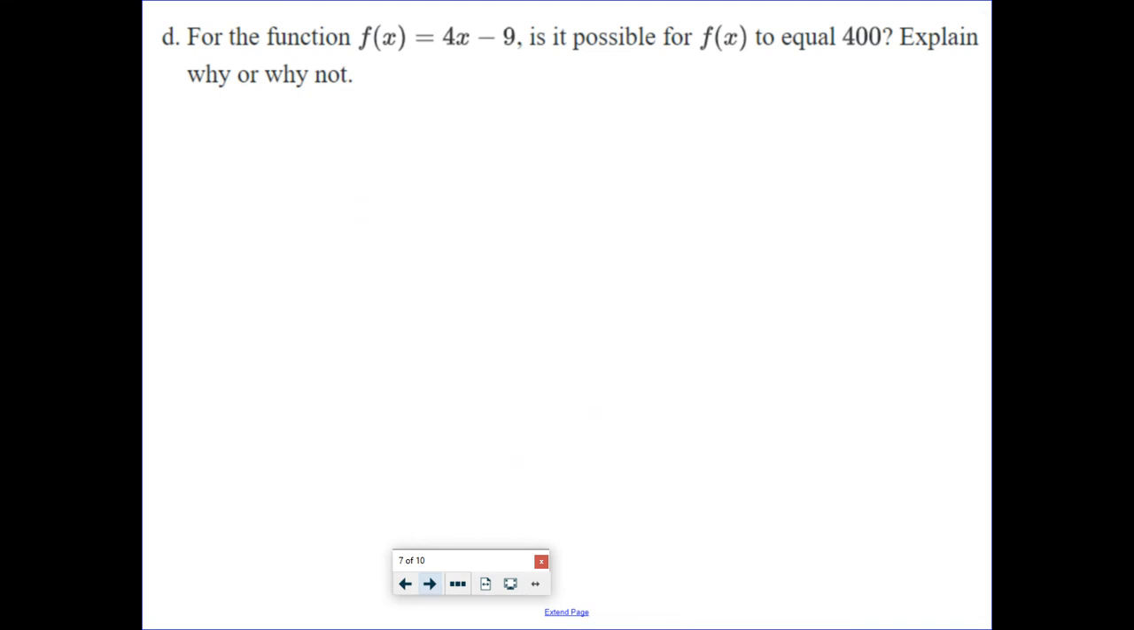For the function f of x, is it possible for f of x to equal 400? Explain why or why not. We don't have to redo the work, do we? Okay, so please go ahead and answer that question. Could it be or not, and why or why not? Well, if you remember, we solved it prior, and what do we get? X equals 102 and 2500ths. So could it be? Yes, we could find that value. It is possible for f of x to equal 400 because x could be a whole number or a decimal, that is perfectly within the rights. Okay.